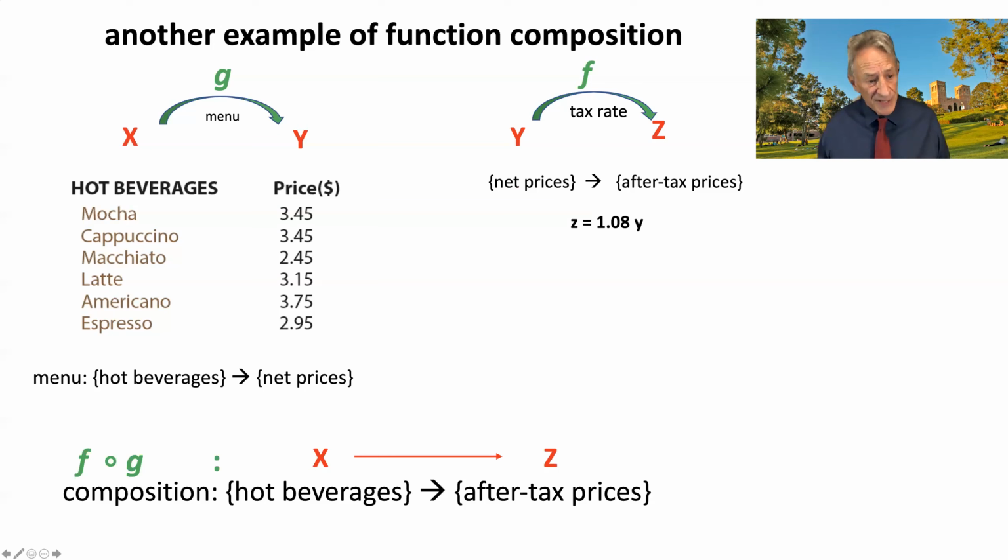So then we can take these two functions and we can indeed compose them into f of g, and f of g takes x to z, which takes hot beverages to after-tax prices. So that's an example of a successful composition.